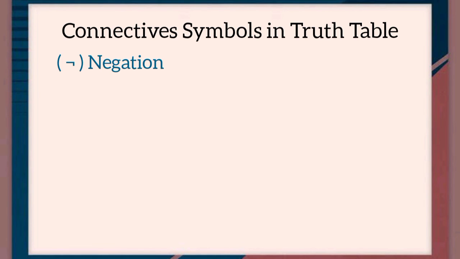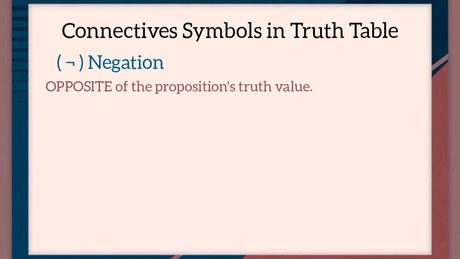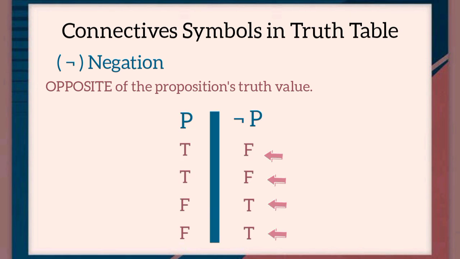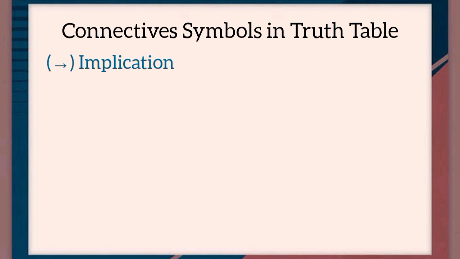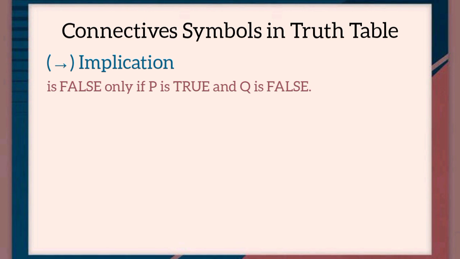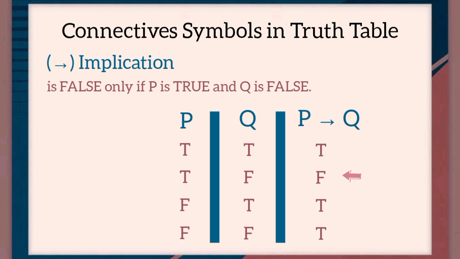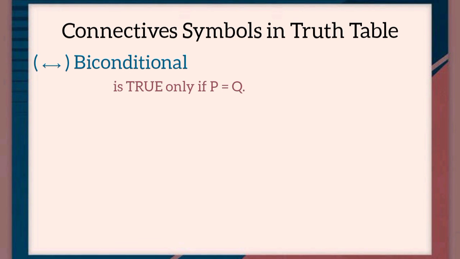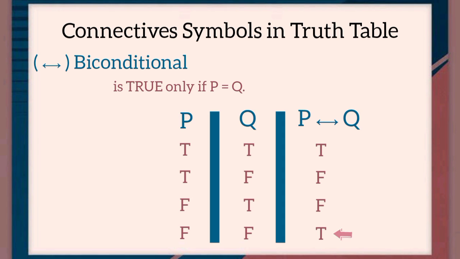So the next one is the negation, which is always the opposite of the proposition's truth value. So in this case, all of these are the opposite of the proposition P. So the next one is implication, which is false only if P is true and Q is false. So in this case, these are the only times it is false, since these are the only times where P is true and Q is false. So the last one is biconditional, which is true only if P is equal to Q. So in this case, both of these are true, since these are the times where P is equal to Q.